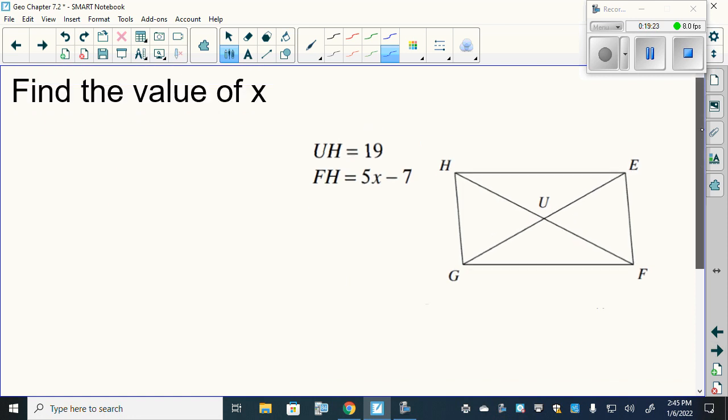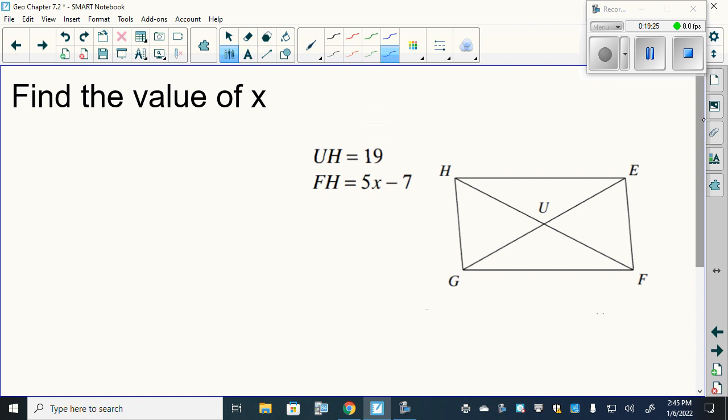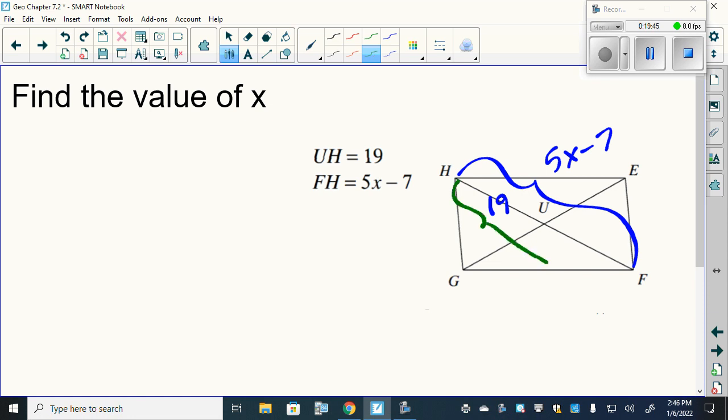All right. So this one here, we want to find the value of x. Now they tell us that UH is 19 and that FH, the whole length, is 5x minus 7. Well, what is the value of the whole length? 19 plus 19, because these would be congruent. And 19 plus 19 is 38.